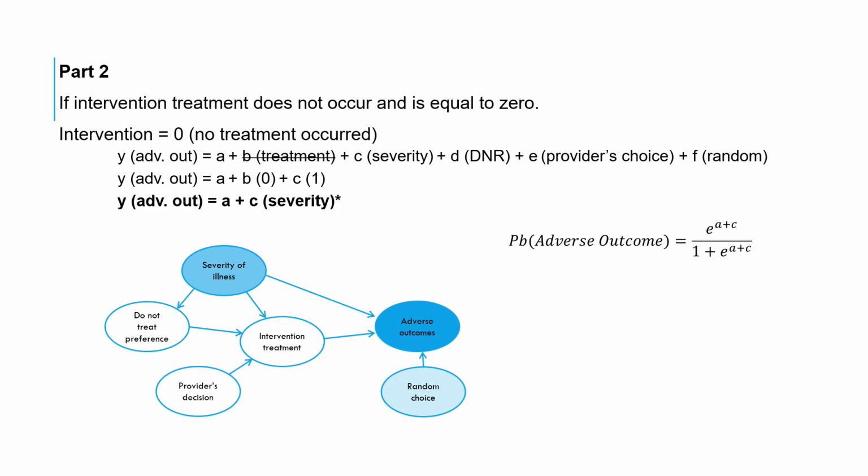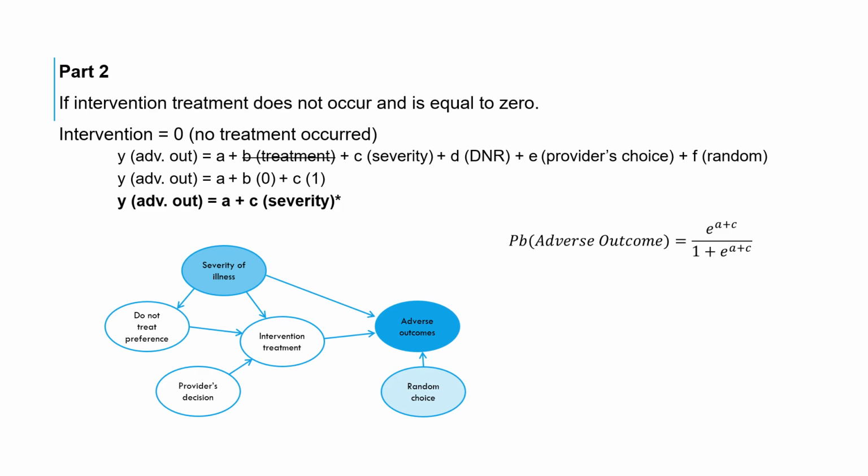And then we will set severity to 1, and because there are no other direct causes of the adverse outcome, that is what our regression equation is. Adverse outcomes equals alpha, the y-intercept, plus C, severity. It's important to see here how significant nodes interact and how blocking works. And this is our statistical equation for adverse outcomes.